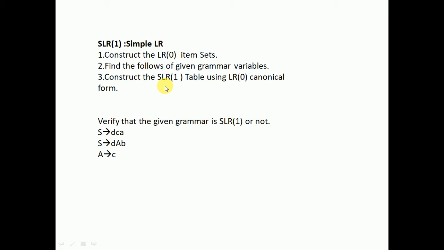So in this video I want to explain about the SLR1 table construction. What are the rules we are following for the SLR table construction? First we need to construct the LR0 canonical form for a given grammar. After that, identify the follows of the grammar variables, and then construct the SLR table using the LR0 canonical form. Okay, so this is the question: verify that the given grammar is SLR1 or not.